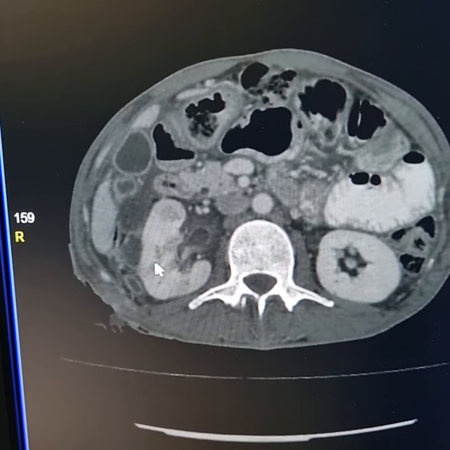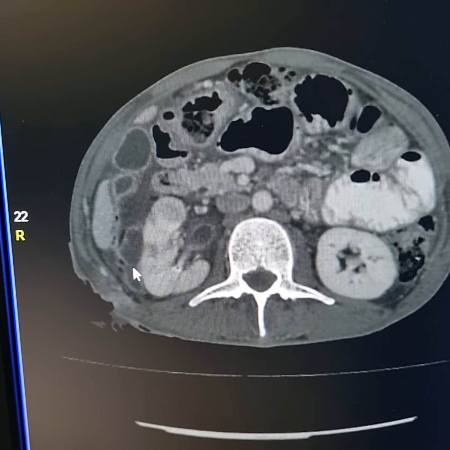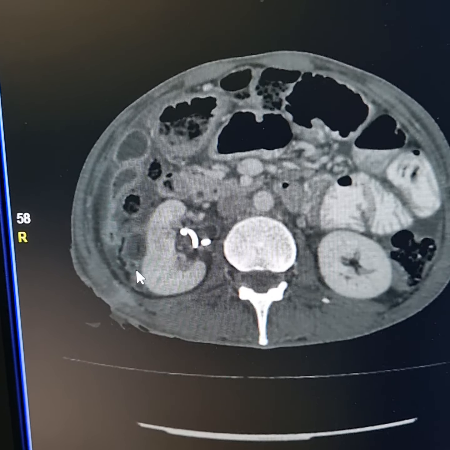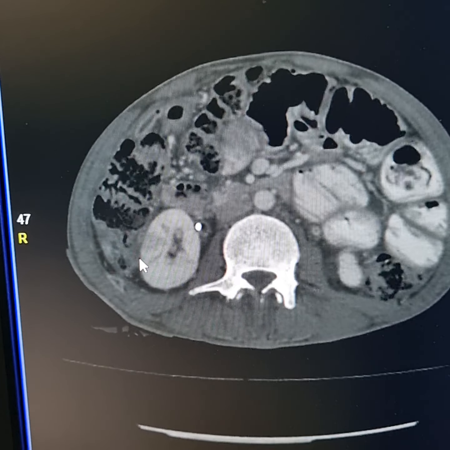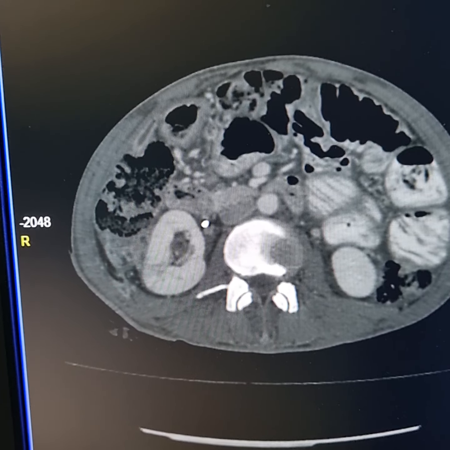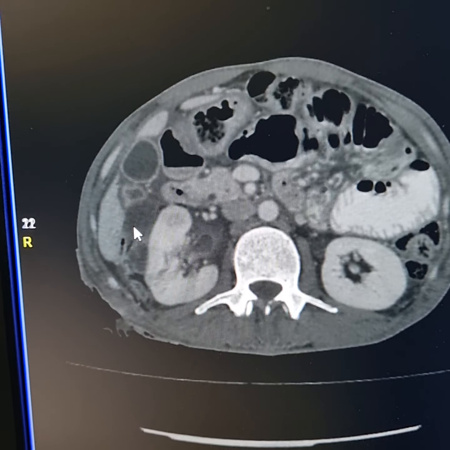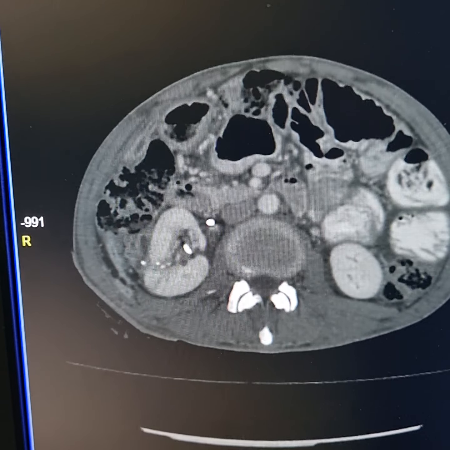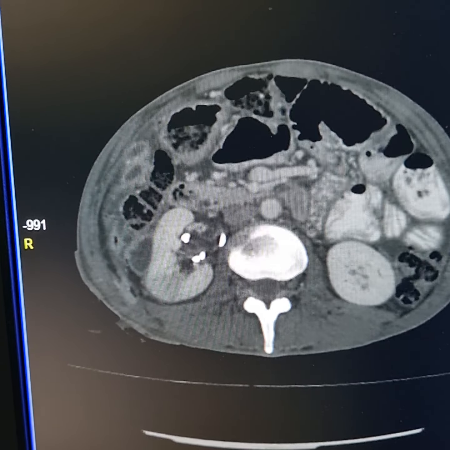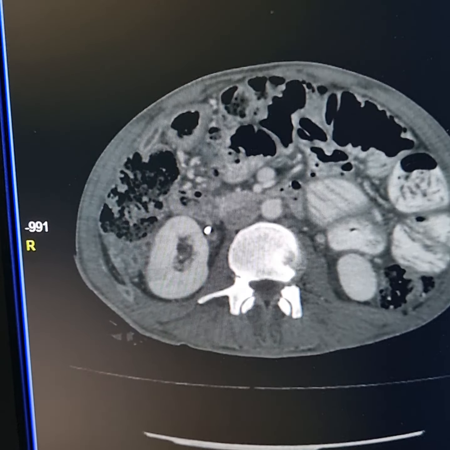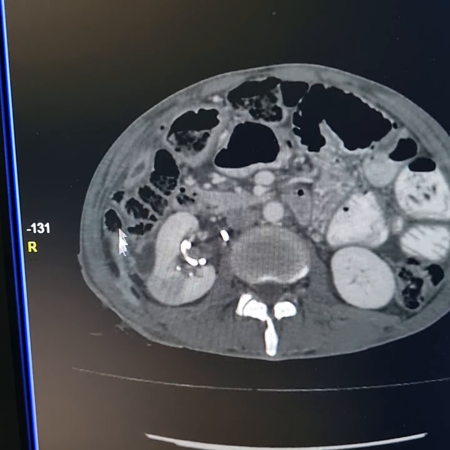These are suggestive of focal areas of pyelonephritis. Now this is a fluid collection here in the right perinephric space. This is suggestive of its being an abscess. It shows thin marginal enhancement. This one here. Fluid attenuation areas are also present in the pararenal space. This one. There is an oblong irregular area of fluid collection suggestive of an abscess, showing thin marginal enhancement. This one here.